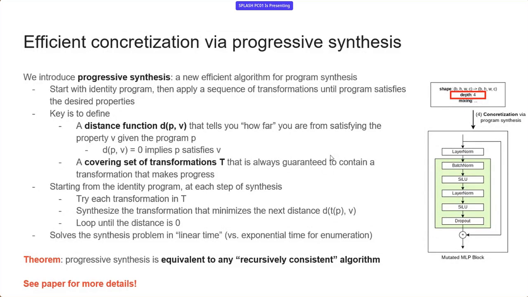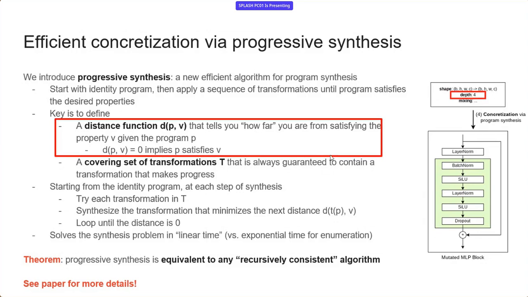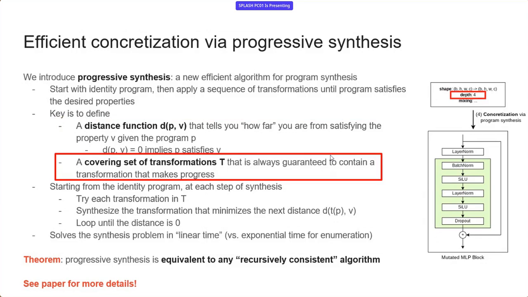So the key is to define a distance function first, which conceptually tells you how far you are from satisfying the property. And basically, it's just going to return a positive number such that it's 0 when the property is satisfied. And the other thing that makes this work is that you also want to identify a set of transformations such that if you're given a program and any feasible property, you can always find some transformation within it that will bring your program closer to satisfying the property.